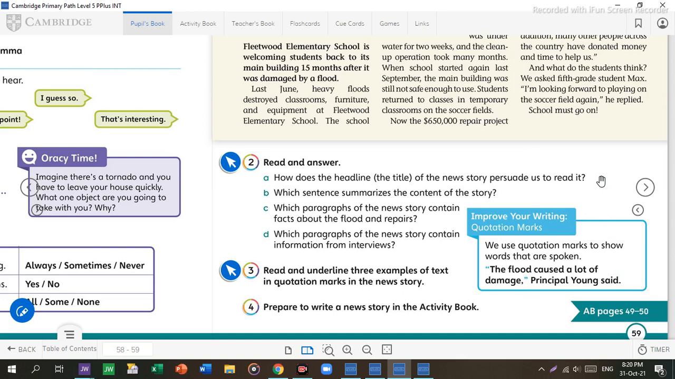Like in here, the example: "The flood caused a lot of damage," Principal Young said. So the quotation mark needs to be at the beginning of the sentence that someone speaks and at the end of the sentence. Why is it a comma? Because it's someone said something. You're not allowed to put a full stop unless you use Principal Young said, comma, quotation mark, the flood caused a lot of damage. Full stop, quotation mark. If you go the other way around, that's fine. Okay, let's move on.